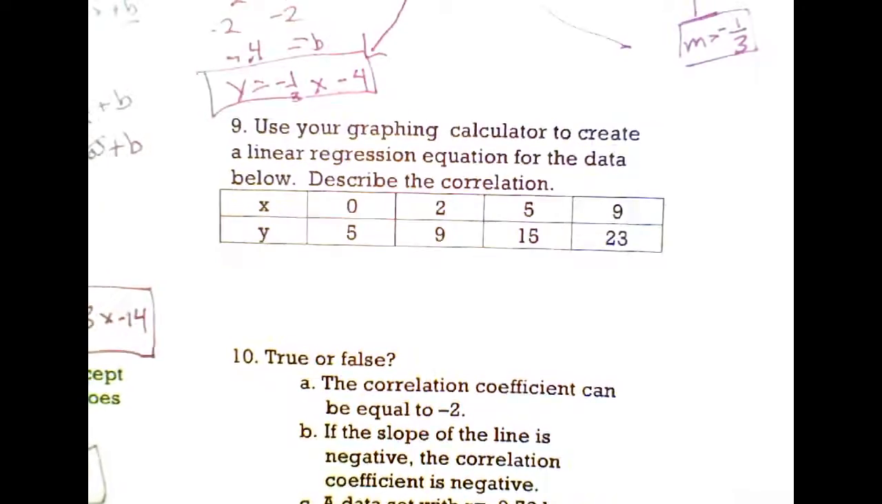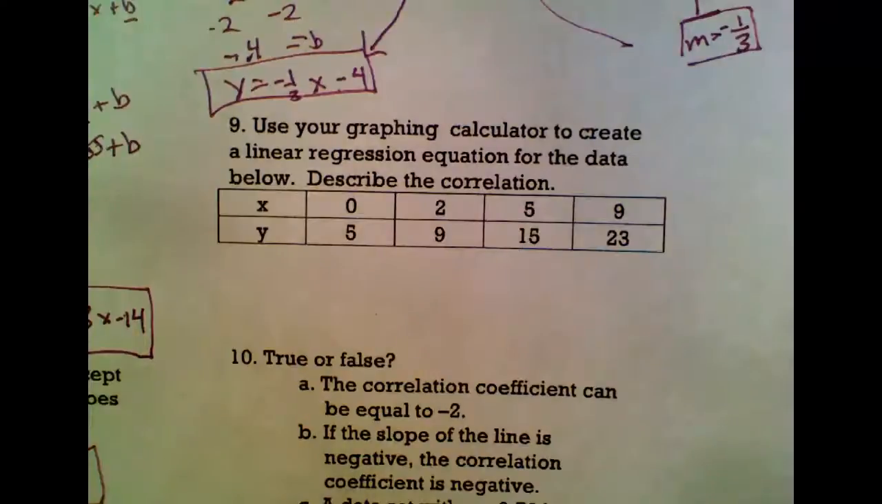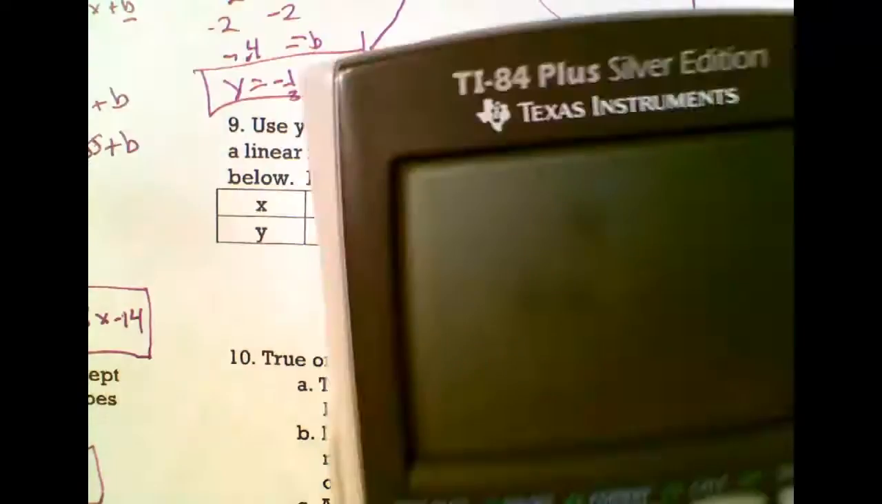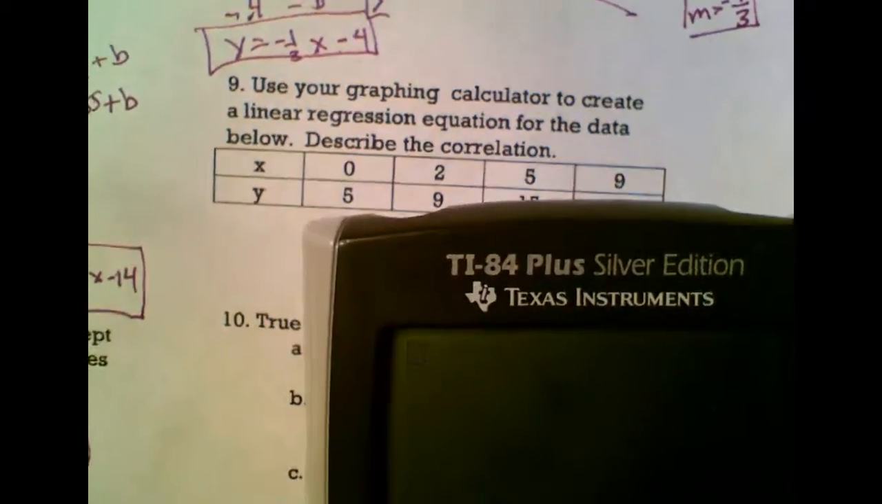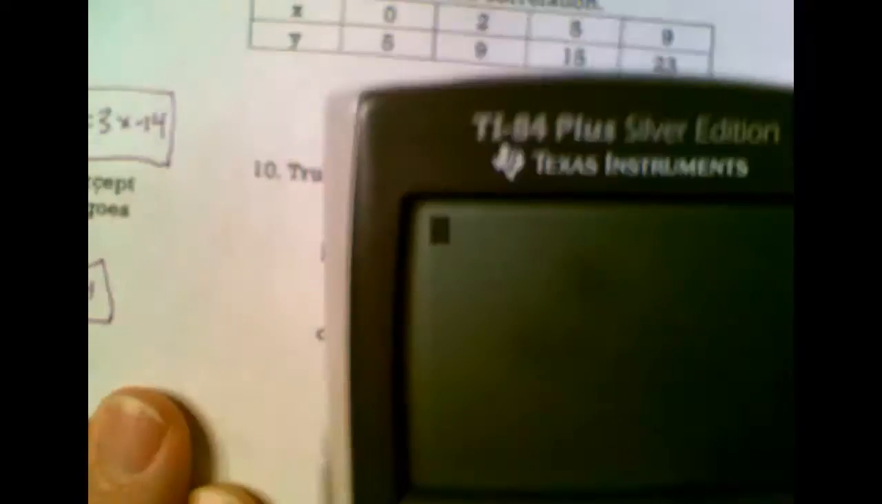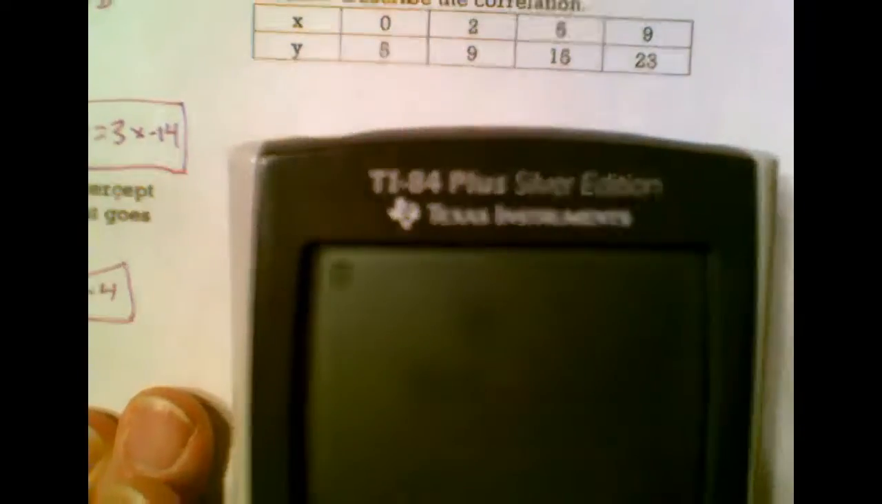equation for the data below. Describe the correlation. So in this situation, what we're going to do is grab our TI-84 Plus graphing calculator. Move this up a little bit. There we go, you can see it now. And we are going to put this data in here.